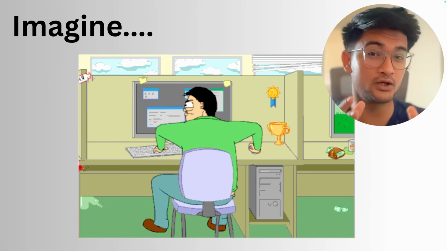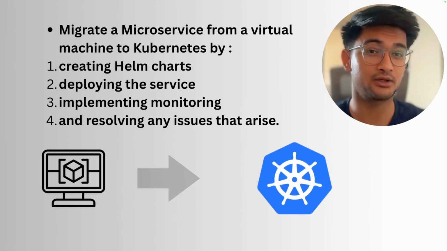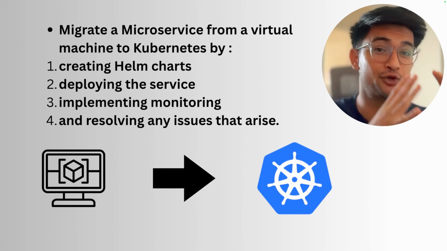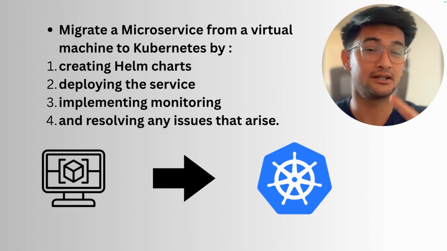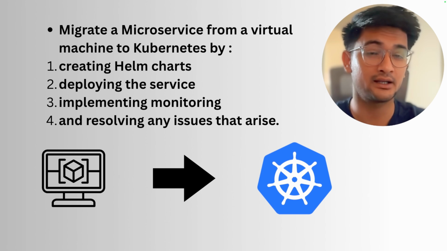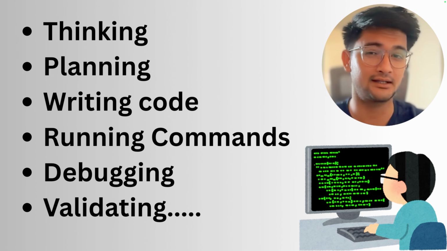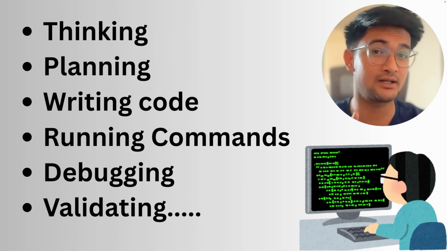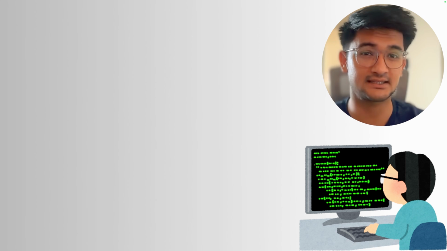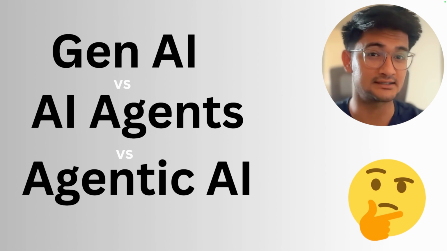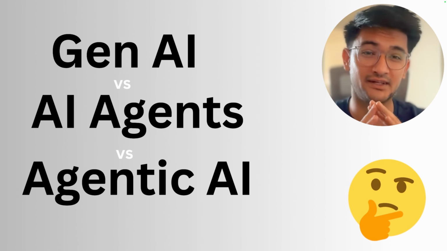Let's imagine you work in a company as a DevOps engineer and you are given a task to migrate a microservices application from virtual machine to Kubernetes by creating Helm charts, deploying services, implementing monitoring, and also resolving if any issues arise. Now, this is a complex task that requires thinking, planning, writing code, running commands, debugging, and also validating if the migration is successful or not. Using this example, let's understand how Gen AI or AI agents or Agentic AI would handle this task, and through this, the difference will become very clear.